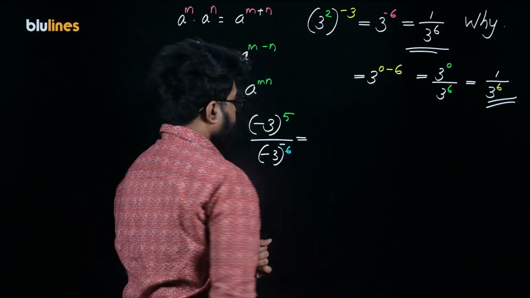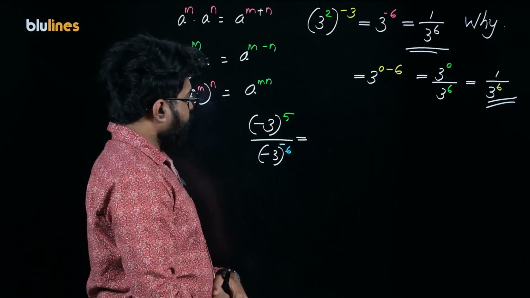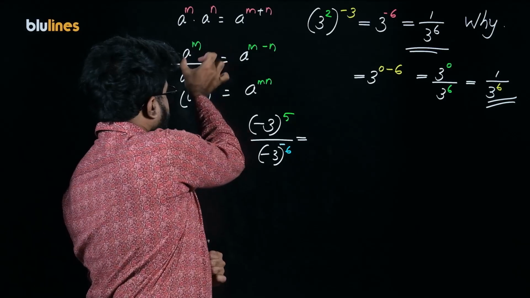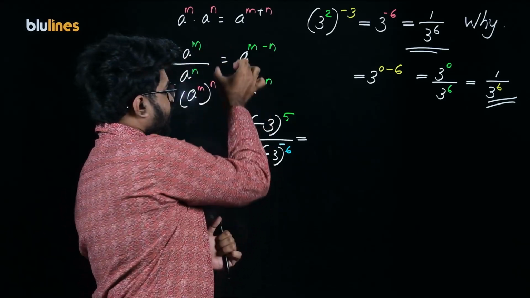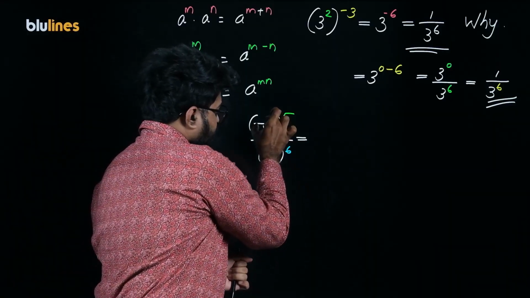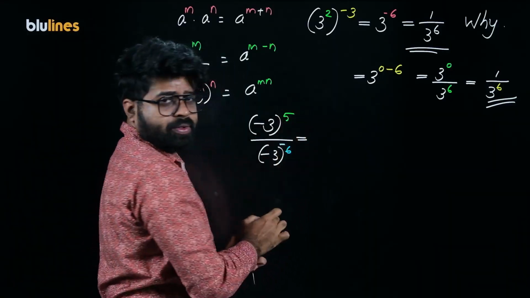Now, we can go for the next one: (-3)^5 divided by (-3)^(-6). So, this is of the form a^m divided by a^n, and that is equal to a^(m-n). Here you can see that we have the same base and different powers.